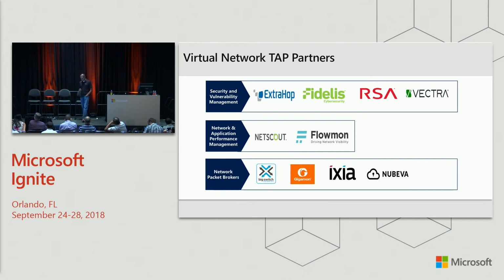Then we also have NetScout and Flowmon, which provide application performance management and network performance management solutions. And in the security space, we have been able to build a good ecosystem of partners. We have ExtraHop, Fidelis, RSA NetWitness, and Vectra Cognito. These are very creative solutions which offer machine learning-based threat detection and other capabilities.